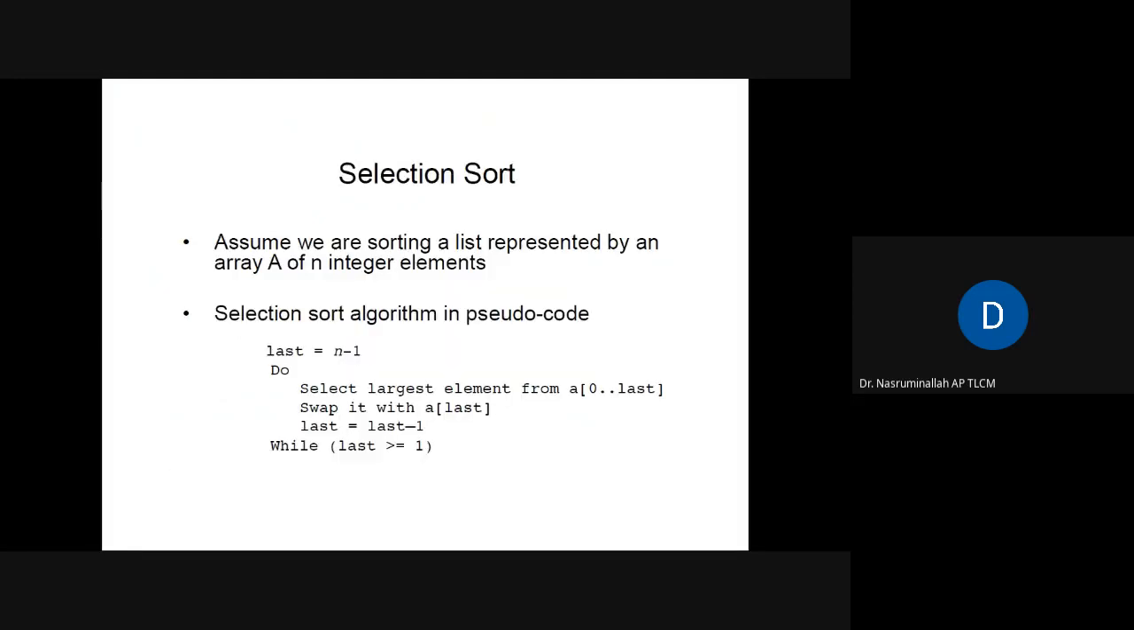So if you want to consider the pseudocode of this selection sort algorithm, we have a total of n minus 1 elements. In the first step, you select the largest element, swap it with the last element, decrement last, and you keep on doing this till last is equal to or less than 1.